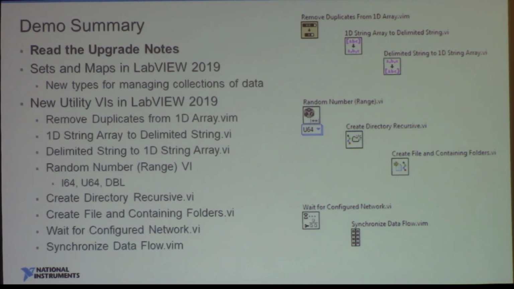Synchronized data flow. This was an idea from Jeff K. So you drop a flat sequence, right? Because you've got a place in your code where all this stuff needs to happen before the stuff over here happens. So you drop a flat sequence and you wire the wires to its border so that everything can get there. This is just a simple little tiny node you can drop on your diagram that does exactly the same thing and takes up a lot less space.